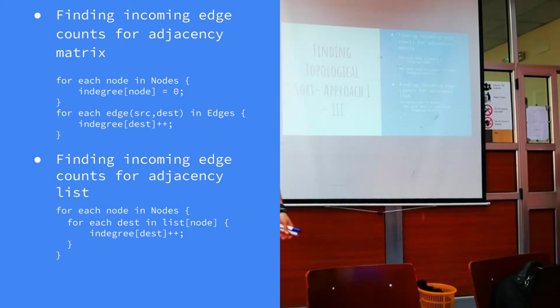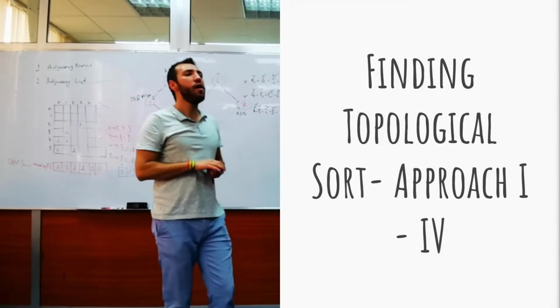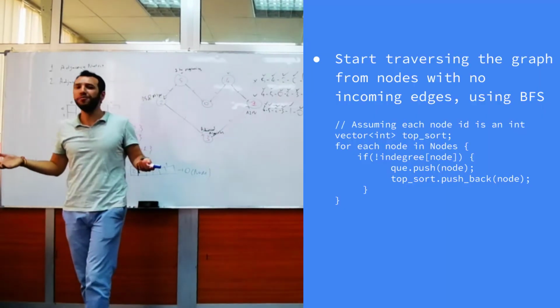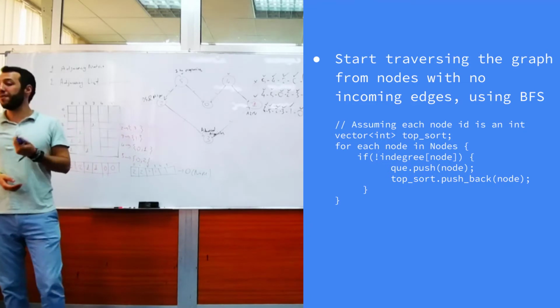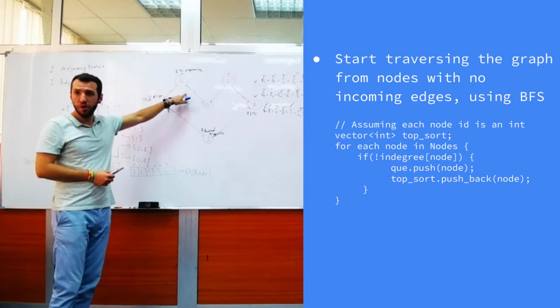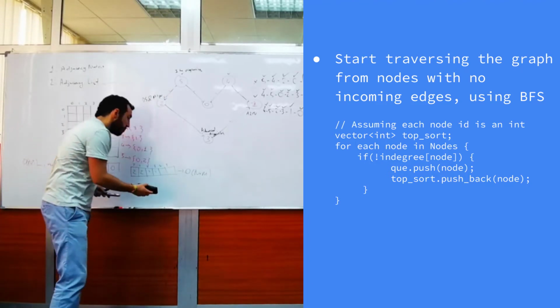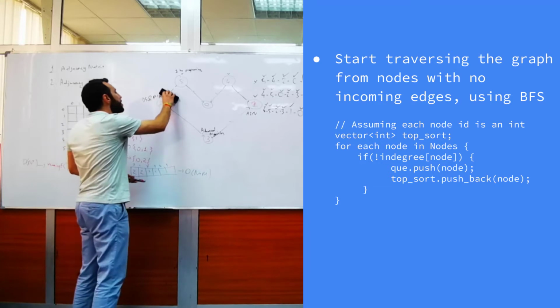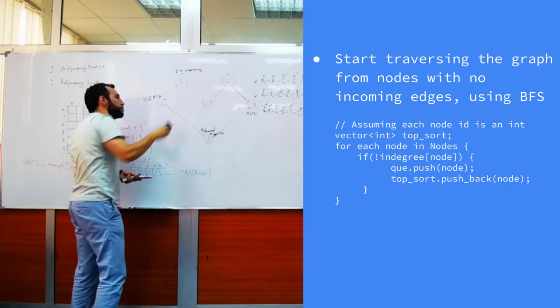So, any questions up to this point? Now that we know the incoming edge counts, what we can do is start from the safest nodes and then iterate through BFS. And every time we process a node, we can say, okay, now we don't have these dependencies anymore, because this is already taken care of.